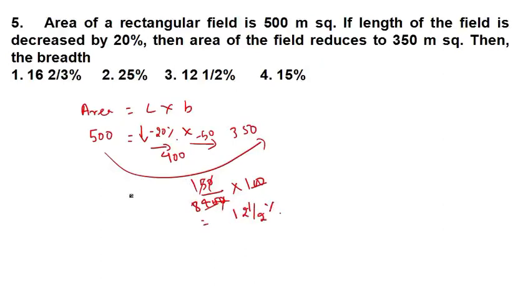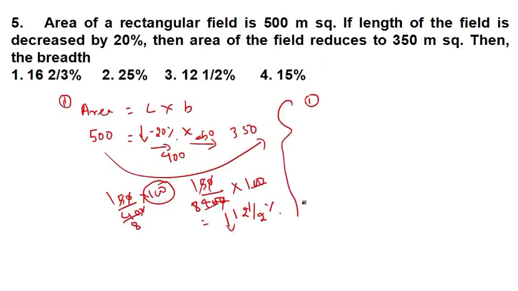Okay, understood what I did? This is 50 by 400 into 100. Don't touch this 100, just cancel 0, 0, 5, 1, 5, 8. So 1 by 8 fraction, if you want to convert into percentage, you get 12, 1 by 2 percentage. Since this is a minus sign, breadth will get reduced by 12, 1 by 2 percentage. This is method second.